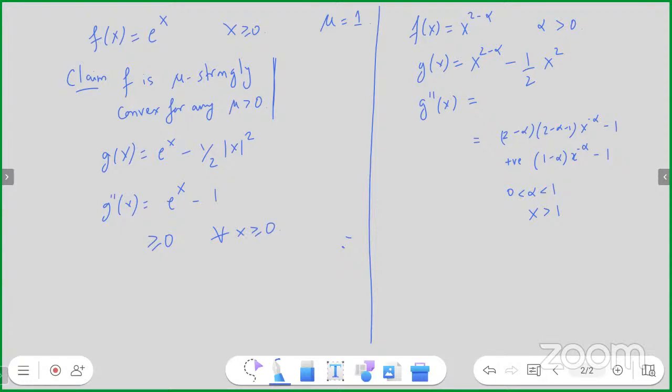Now what happens to x less than 1? Is there a convex set over which G double prime essentially is convex or not? So in general, it will not work. That is clear. So any such function which is growing slower than x square will never be one strongly convex. Always remember that.